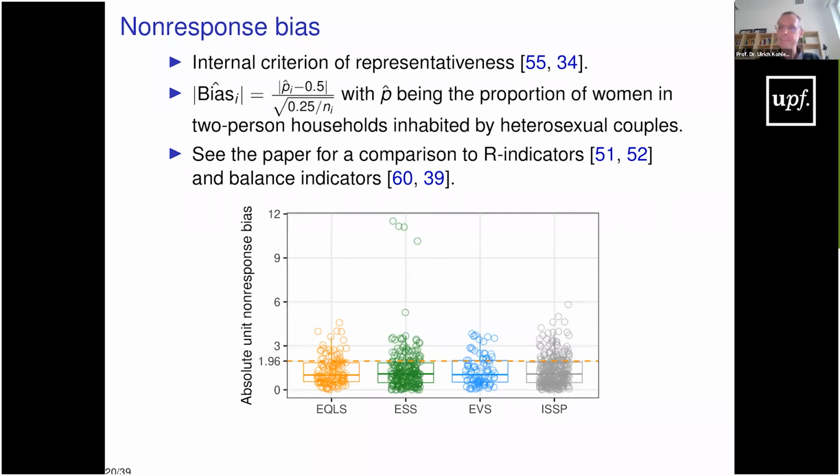We only use the absolute values because we don't care at this point whether we have an overhead of women or an overhead of men. So, okay, that's our proposal. It is also discussed in the literature. Of course, you could also use R-indicators, but they are much more complicated to get for a large number of surveys. So we stick here with the internal criteria.